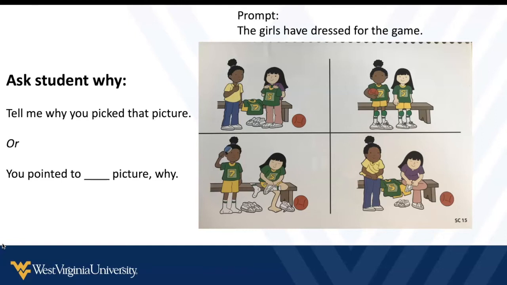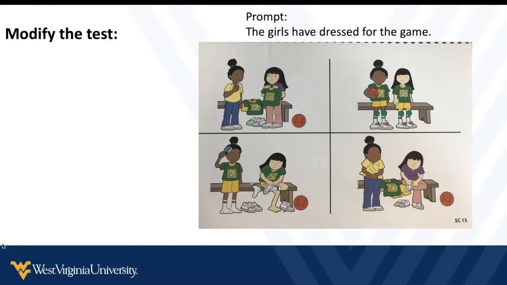And then the student might point to a picture, and I could say something like, tell me why you picked that picture. Or I might say, you pointed to whichever picture. Why? These would be prompts that probe into trying to figure out if the student understands past tense, and that if the student's already dressed for the game, they should be standing there ready to go play. Are they able to explain that process?